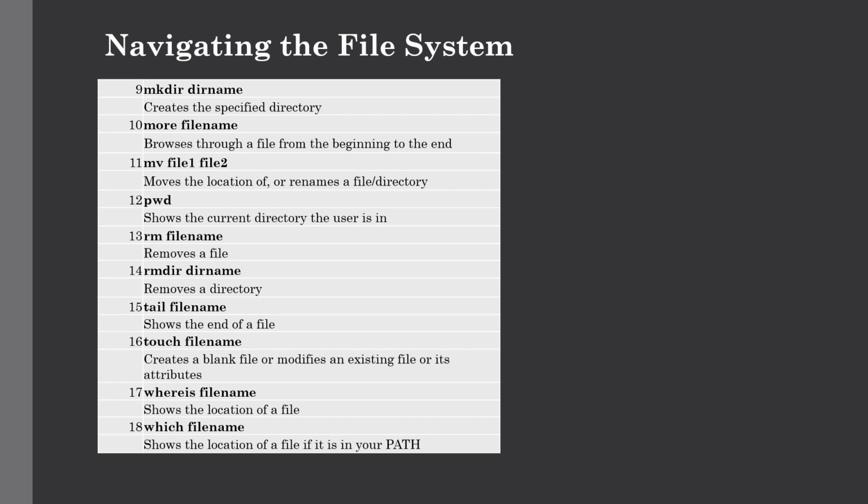The rm will remove a file, which is similar to the rmdir command, our next command. So rmdir is used for a directory. The tail shows the end of the file, which is the opposite of the head command. The touch creates a blank file or modifies an existing file or its attributes. whereis shows the location of the file, and which shows the location of a file if it is in your path. So these are all commands that we have already seen in the previous lectures, but let me execute them just to brush up your concepts.